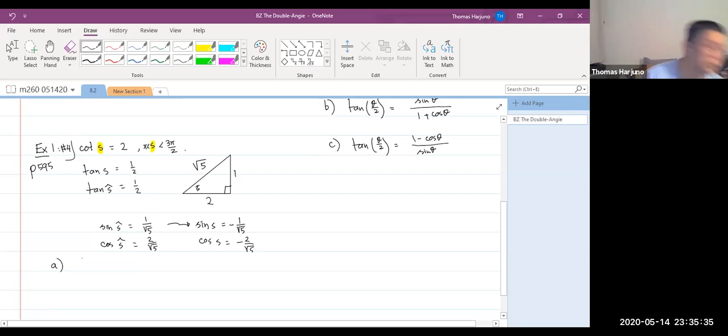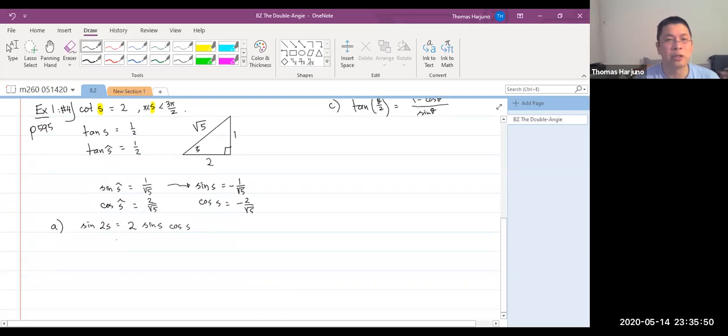Now part A, for that number 4. Part A, find sine 2s. Now you look at the formula. Sine 2s is 2 sine s cosine s, which is 2 times negative 1 over radical 5 times negative 2 over radical 5. That's positive 4 over 5. Part B, find cosine 2s.